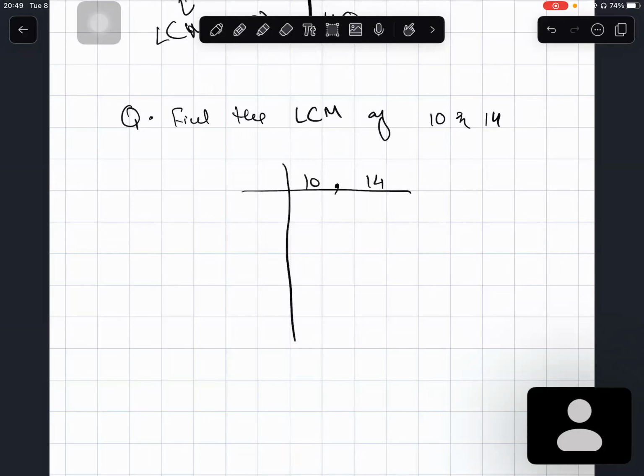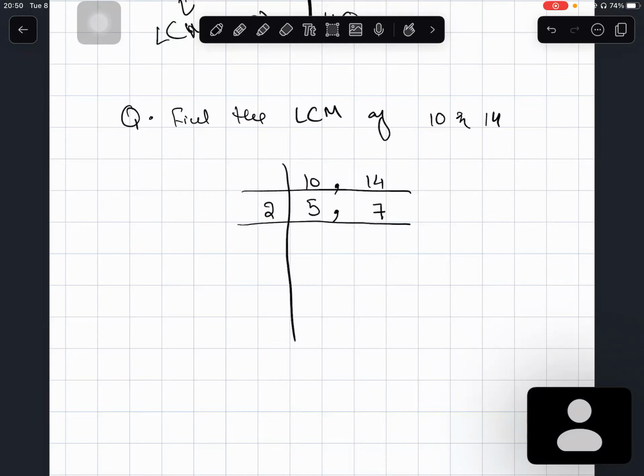Now what you will see is you have to start from 2. Always start from 2. And you see that 2 is divisible by both these. So you write 2 here. You know that 2 times 5 is equal to 10. You will write 5 here, comma. And you know that 2 times 7 is equal to 14. You will write 7 here. You will draw a line.